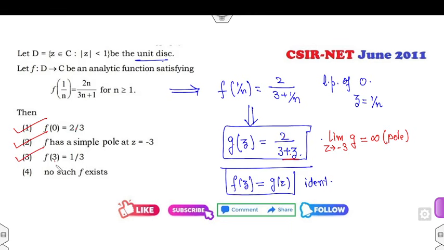If some student thinks that 3 is not part of the domain, make sure this is the identity theorem, that they are equivalent. Fine. No such function exists, but we already have the function. So the right answers are A, B, C.